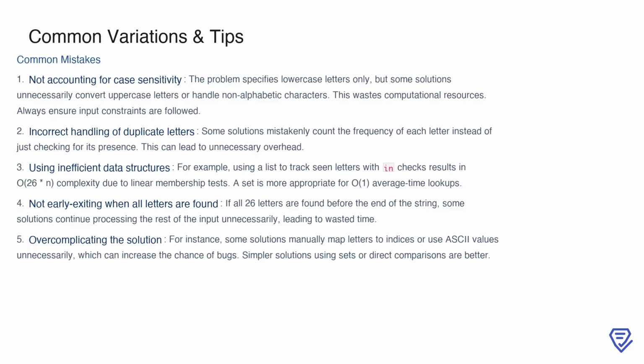For this task, we only care about the presence of each letter, not how many times it appears, so counting frequencies adds unnecessary overhead. Using inefficient data structures is another common mistake. For example, using a list to track seen letters and checking membership with the IN operator results in slower performance due to linear lookups. A set is a much better choice here, as it provides constant time average lookups.